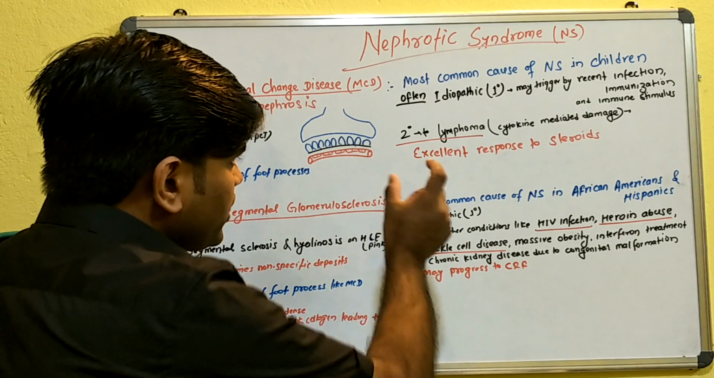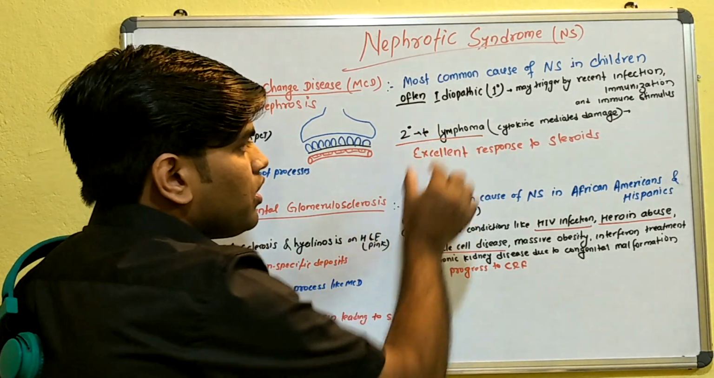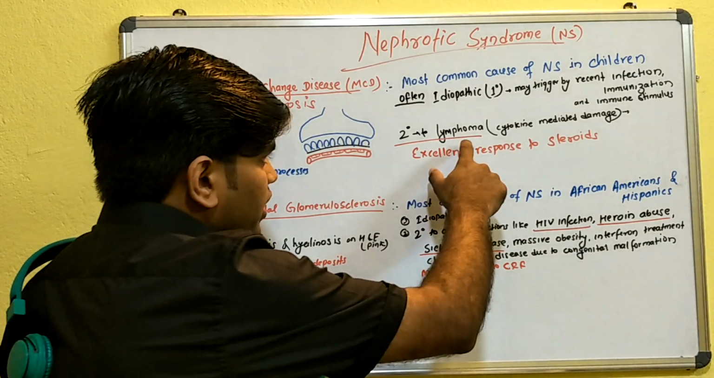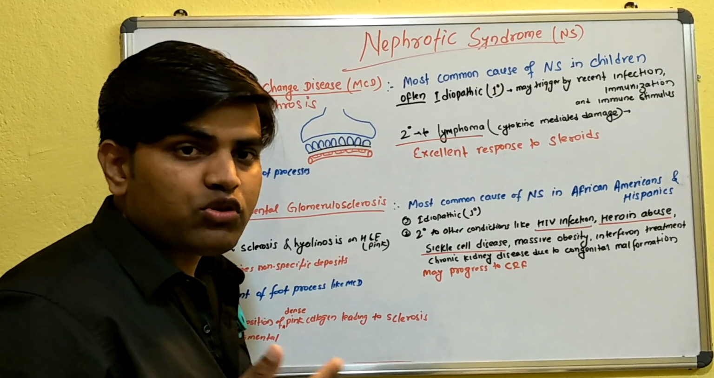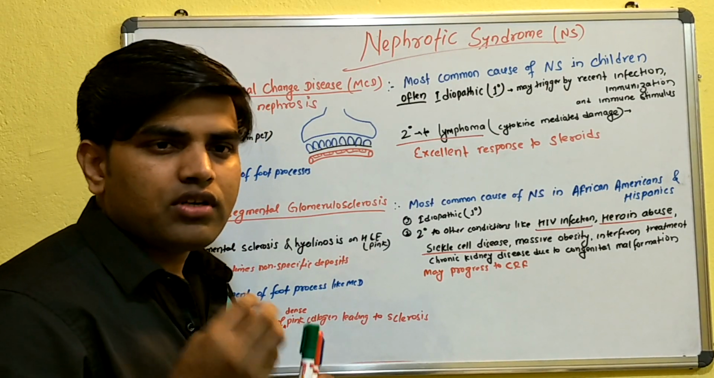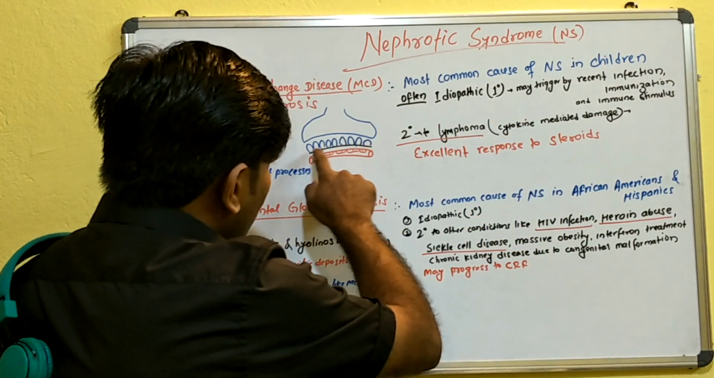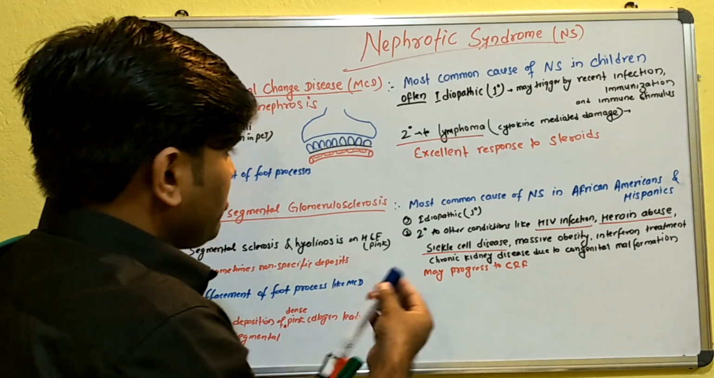But the thing that you have to remember is this can occur secondary to lymphoma, that is Hodgkin lymphoma. And you know that in Hodgkin lymphoma there is the Reed-Sternberg cell, and that is responsible for the production of tons of cytokines, and these cytokines cause damage of the layer of the podocyte and are responsible for your minimal change disease.